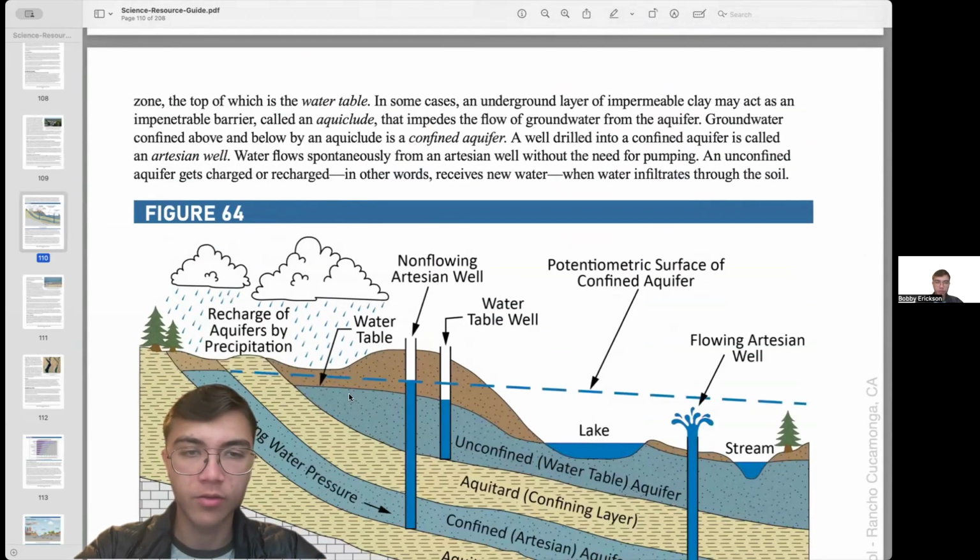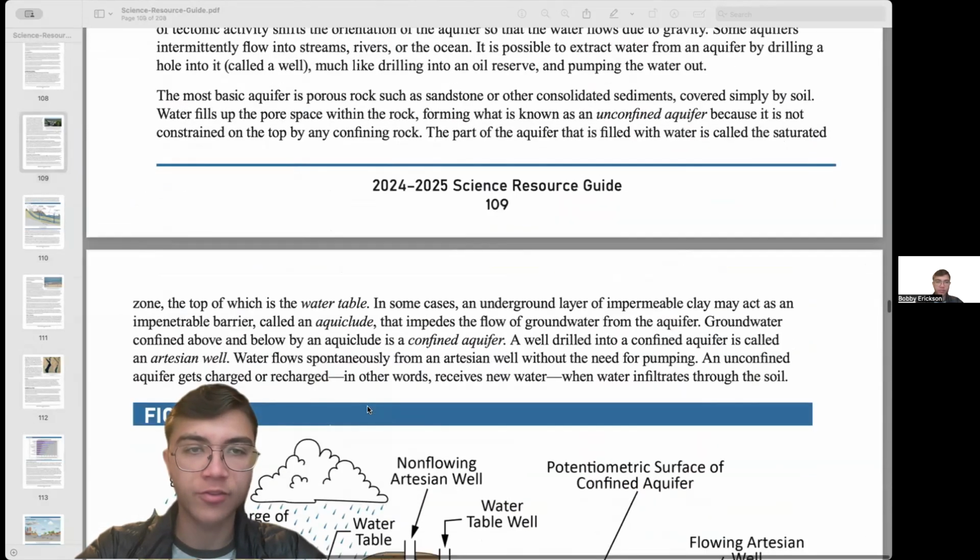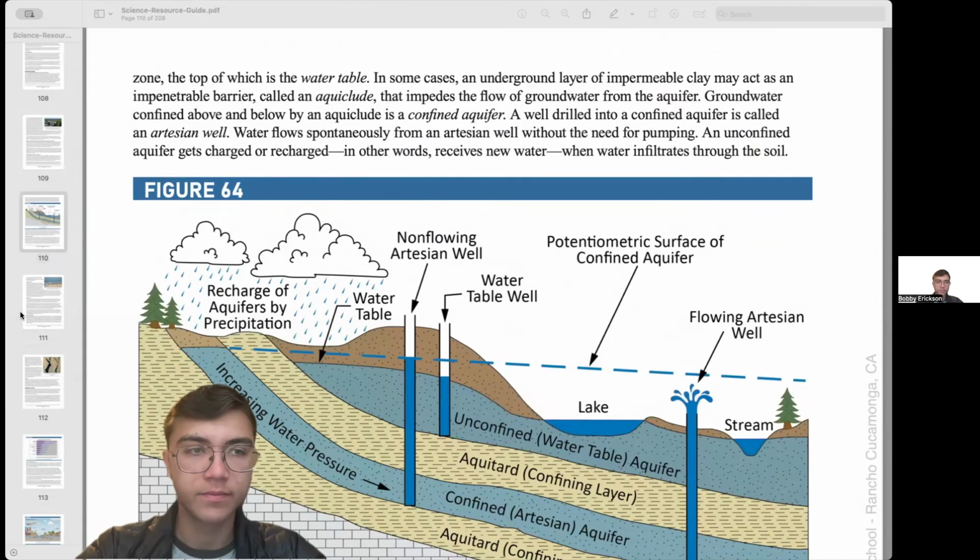So let me actually draw it here. If we look from here until here, that is the saturated zone. So saturated zone from here to here, and then the water table runs all the way across here. And see how it can flow into a lake as well. And so that's pretty important.